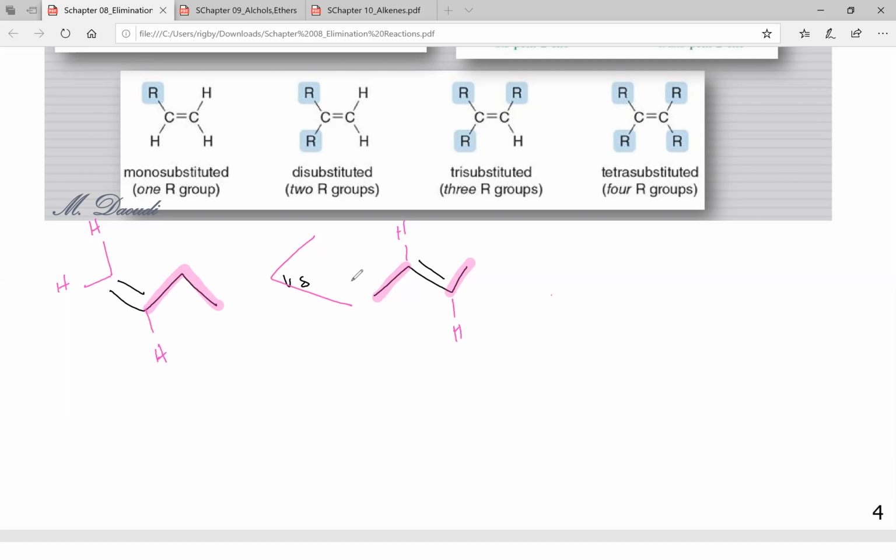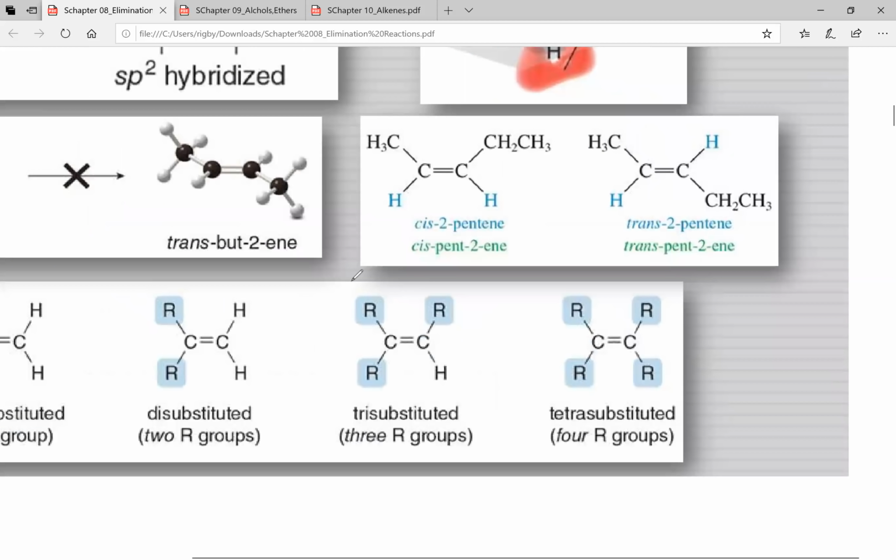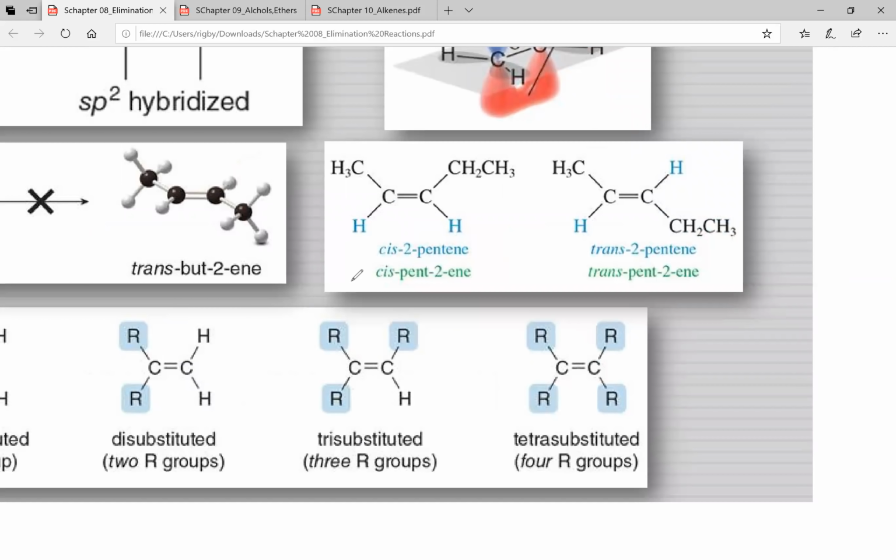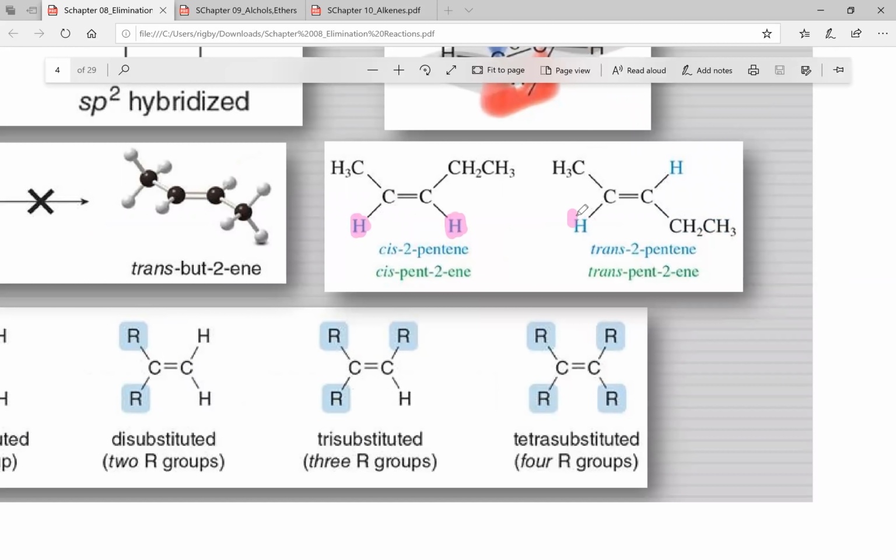So now let's talk about something called cis and trans. So when we talk about cis and trans in relation to a double bond, we will be talking about the relation of two groups that are the same. And what I mean by that is we can see here that in both of these examples, the hydrogens are highlighted in blue and now in pink that I'm highlighting them. And we can see here that when it's cis, the two hydrogens are on the same side, and when it's trans, the two hydrogens are on opposite sides.